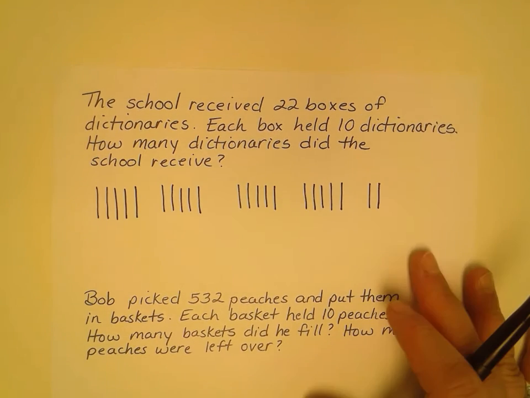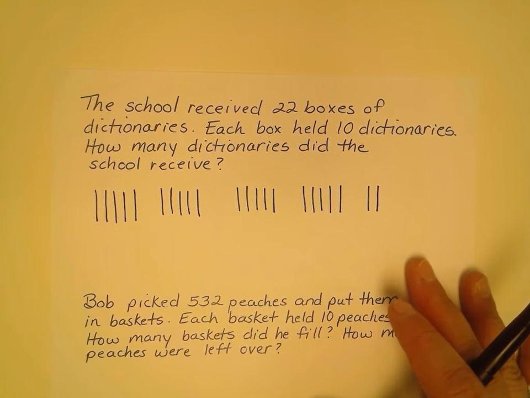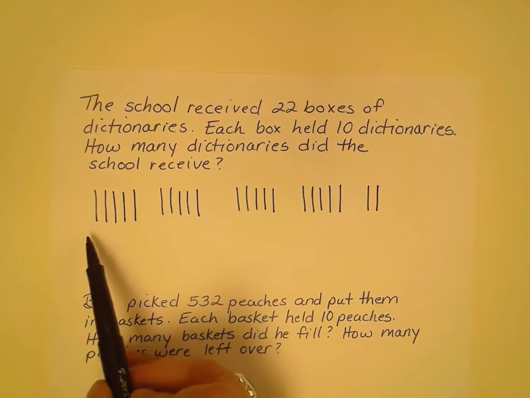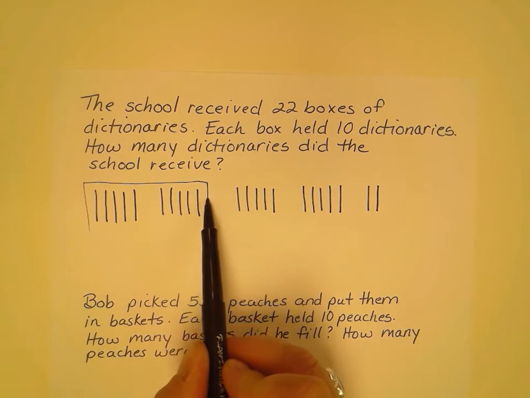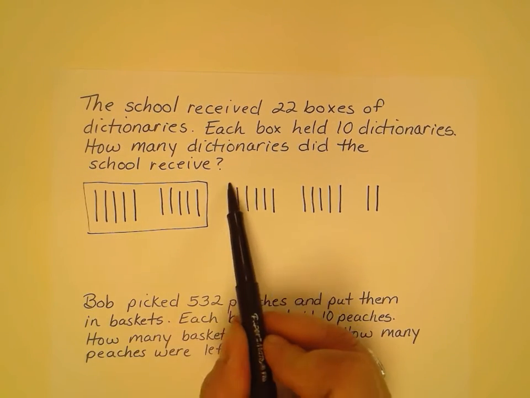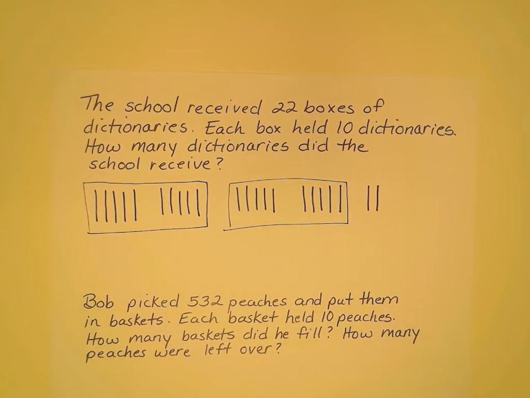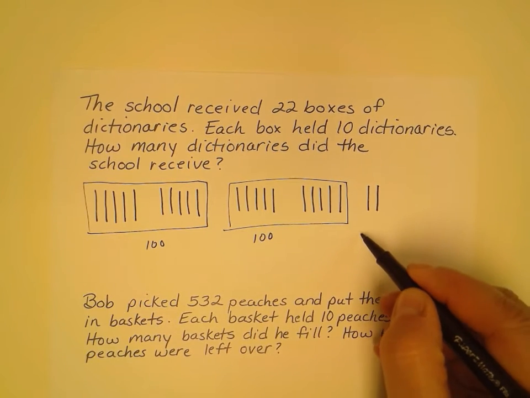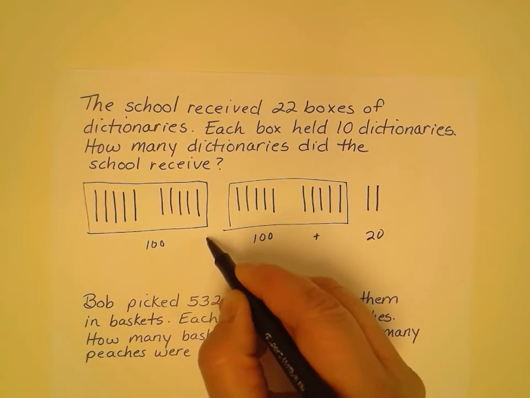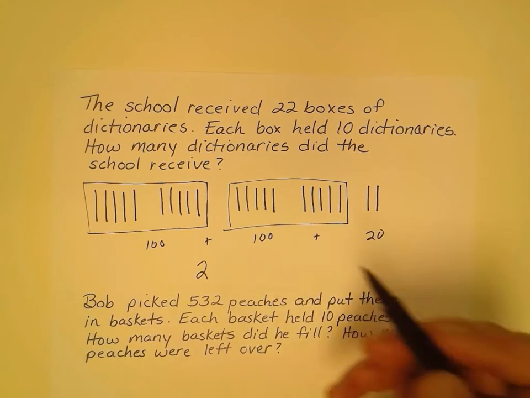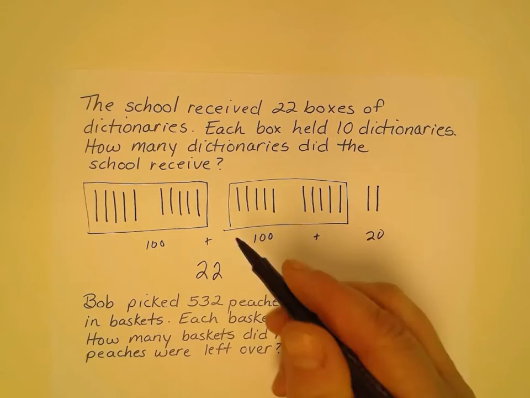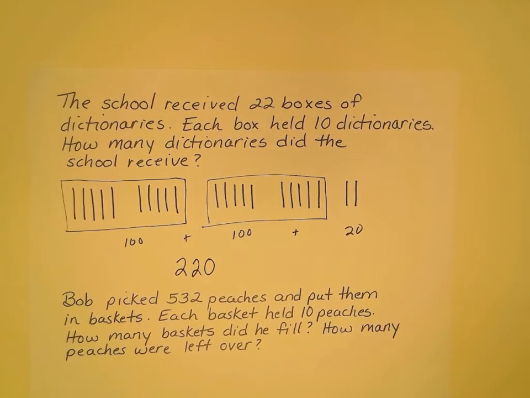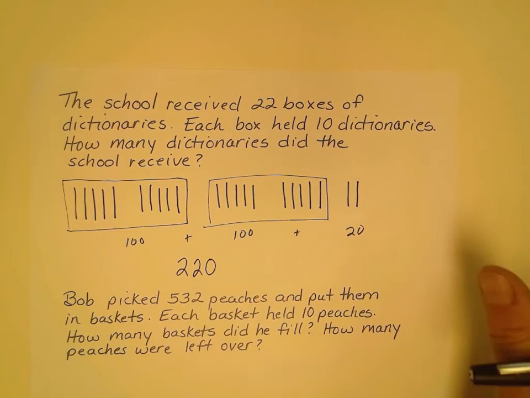Now we're going to look at this and say, we could count by 10s all the way up to get our last value, or we could use our idea of 10 tens equals 100. So if I see this is 100 plus another 100 plus now I have 20 here, and I add them together, I will have 220. I don't have any ones because there aren't any extra dictionaries. 220.